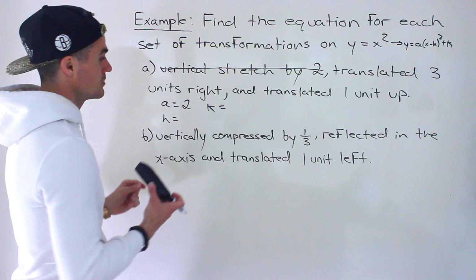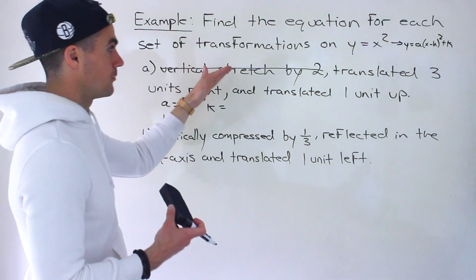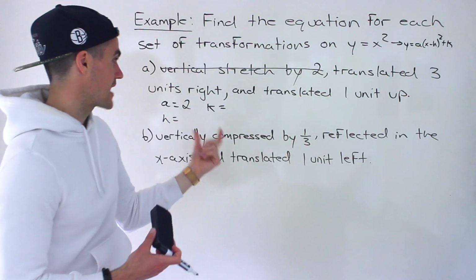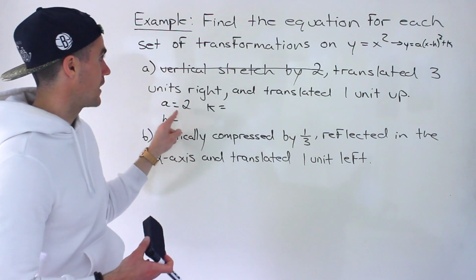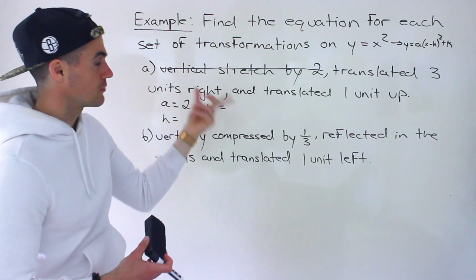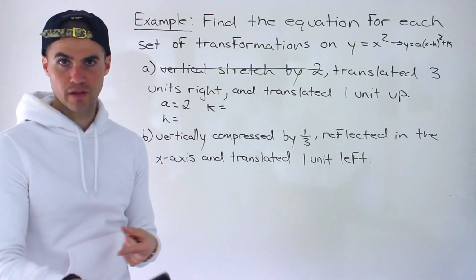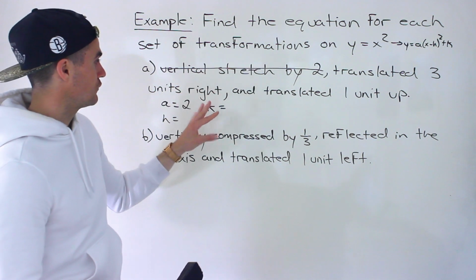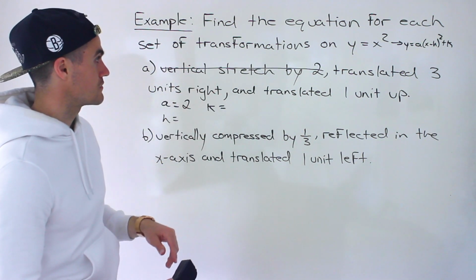Sometimes there could be multiple sentences that correspond to the same letter. A lot of times for the a value, they'll say there's a vertical stretch or compression, then there will also be a reflection, which would cause the a value to be negative. In this case, there is no reflection, so the a value is going to be positive.